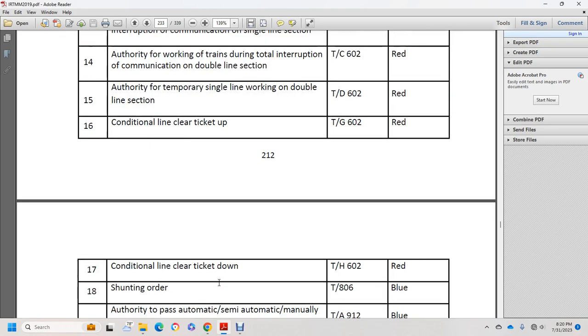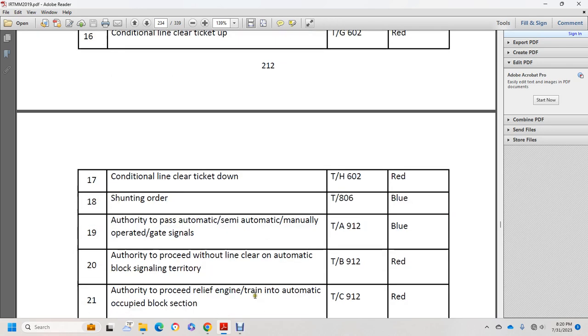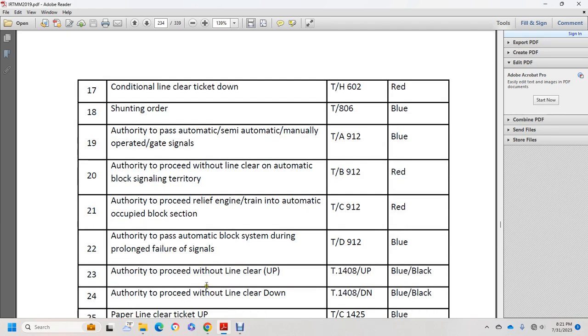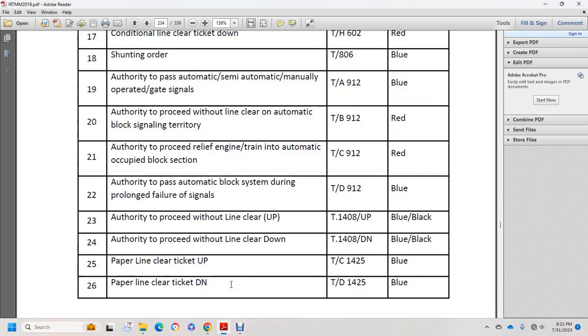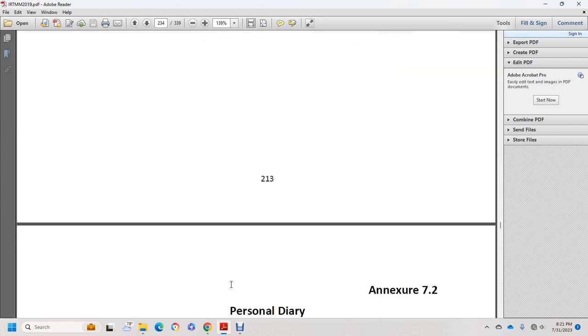Conditional line clear take it up, conditional line clear take it down, shutting order, authority to pass automatic, semi-automatic, manual operated gate signals, other authority to proceed without line clear within the automatic block signal territory, authority to proceed relief engine train into the automatic occupied block section, authority to pass automatic block system during prolonged failures of signal, authority to proceed without line clear up, authority to proceed without line clear down, paper line clear up, ticket paper line clear, ticket down.